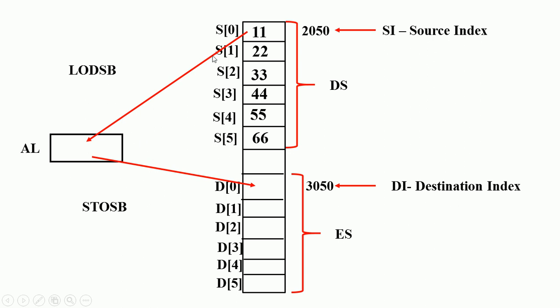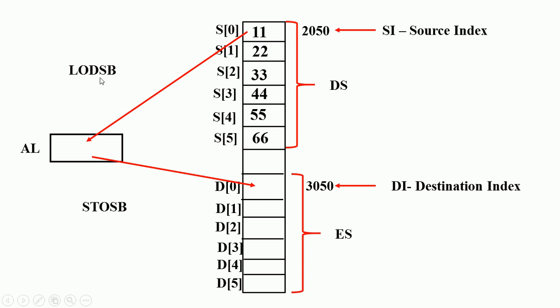Now here, just before executing this load string byte, we have to initialize the data segment. The segment address of the source block must be in DS, then the offset address of the source block must be in SI, then the segment address of the destination block must be in ES and the offset address of the destination block must be in DI. Okay, then only you can use these two instructions.